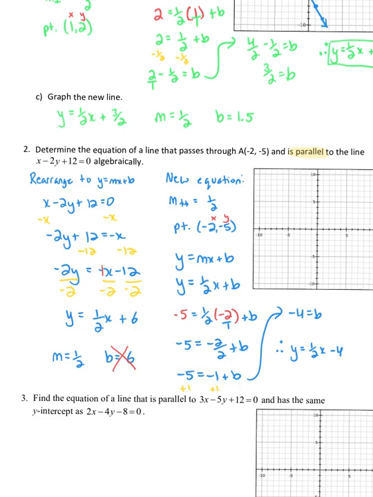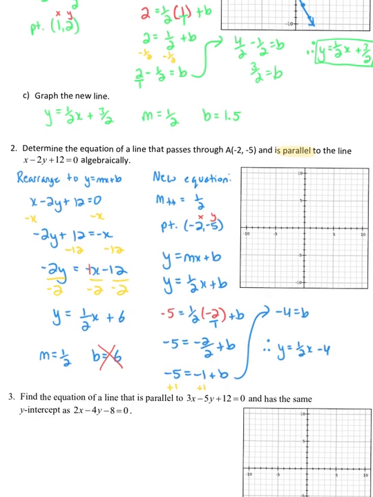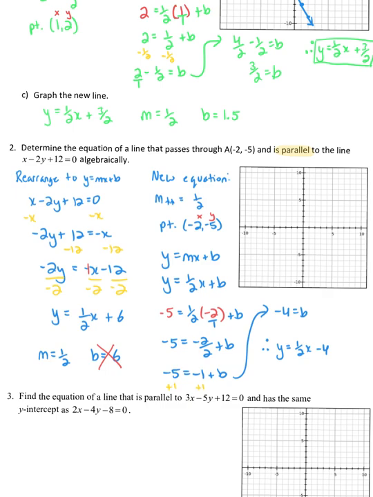So let's graph both of these lines to see what they look like on the grid. So the first equation, y equals 1/2 x plus 6, has a y-intercept at 6, and then it has a slope of 1/2. So it looks like this. And then the second equation is y equals 1/2 x minus 4. So this time we start at negative 4 on the y-axis, but we use the same slope. So rise of 1, run of 2.